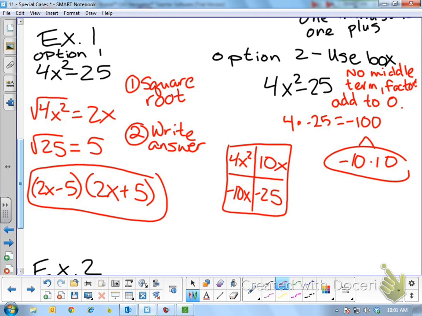So now we decide what's our greatest common factor for each thing. What divides into both 4 and 10? 2, including an x because they both have an x. Now notice going down we have almost the exact same thing. So it's 2x again, still positive because the top one is positive.